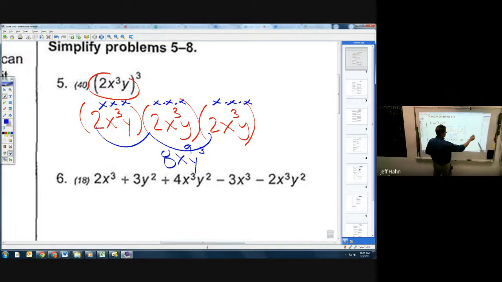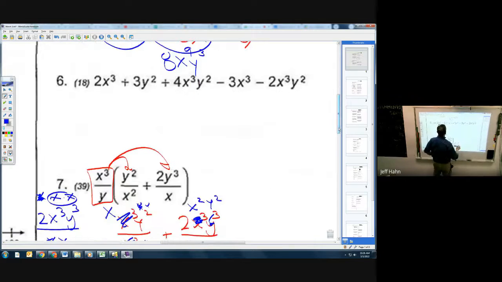Let me do this one on here. So this one, there's no multiplication here, people. This is all adding and subtracting. There's no parentheses. You're not doing anything there. So you're just combining like terms. Are there any other x cubed terms? No, that's a y squared. Here's another x cubed term.